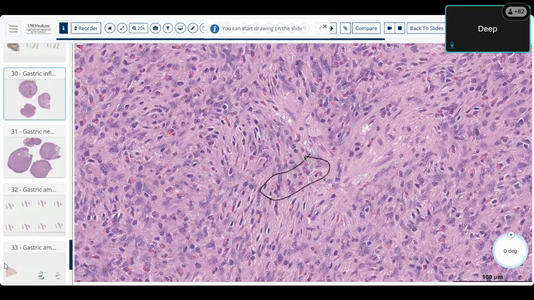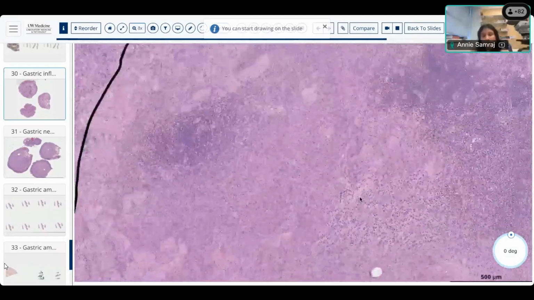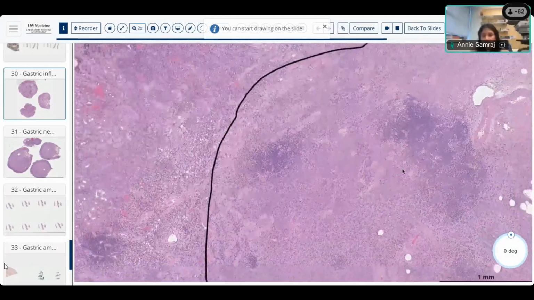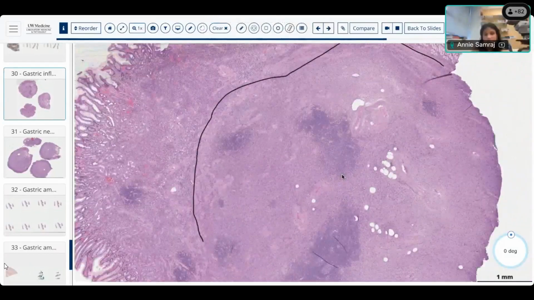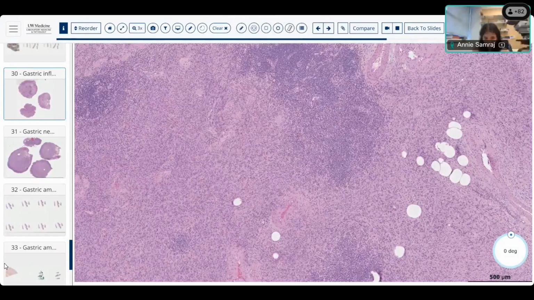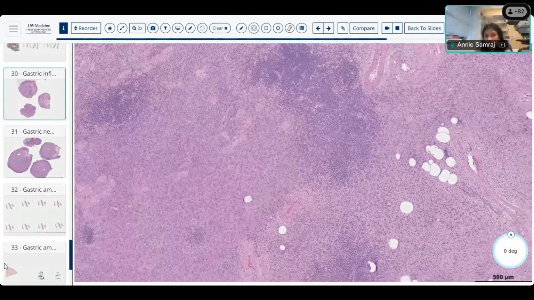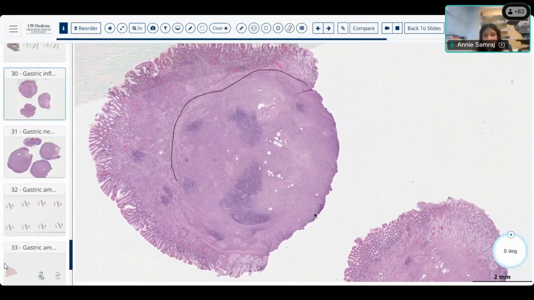Yeah, lots of eosinophils. Okay, so I heard a GIST. Where does the GIST come from? What is the cell of origin? Interstitial cells of Cajal. Very good. And where are the interstitial cells present? Is it in the submucosa or is it in the muscularis propria? Muscularis propria. Yes.